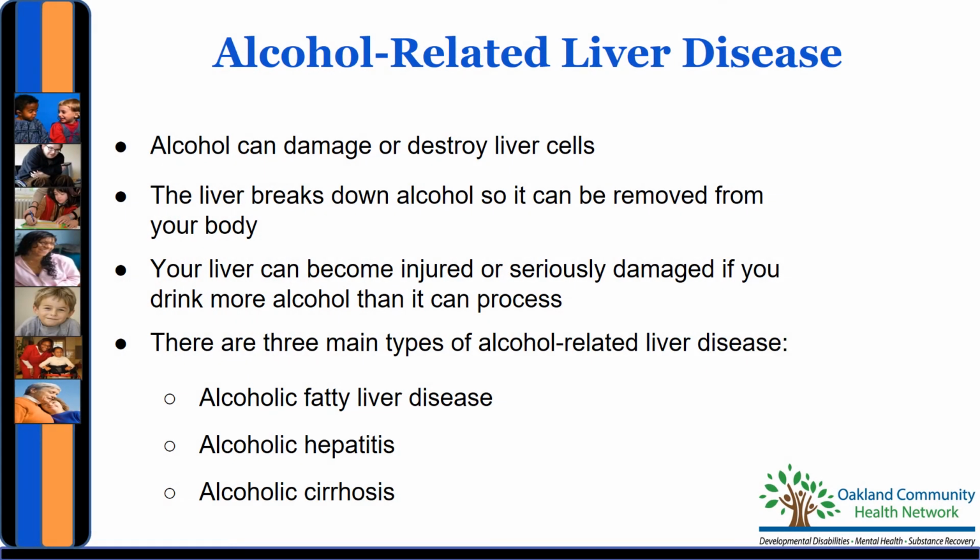Alcohol can damage or destroy liver cells. The liver breaks down alcohol so it can be removed from your body. Your liver can become injured or seriously damaged if you drink more alcohol than it can process. There are three main types of alcohol-related liver disease: alcoholic fatty liver disease, alcoholic hepatitis, and alcoholic cirrhosis.